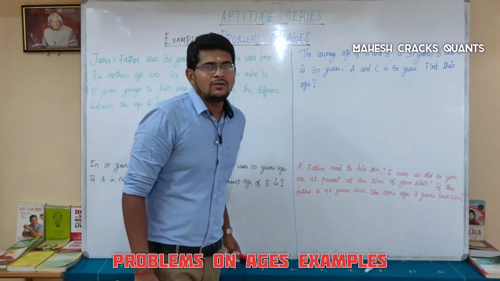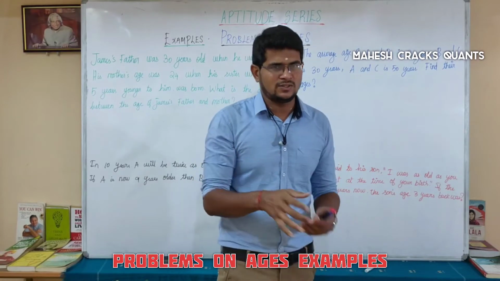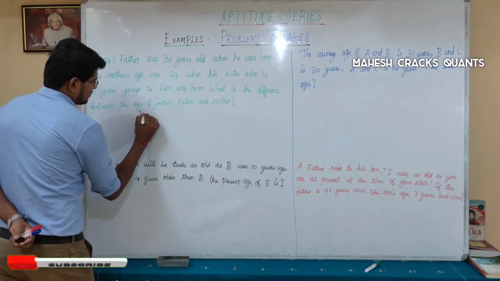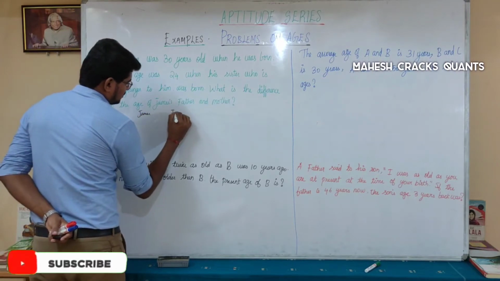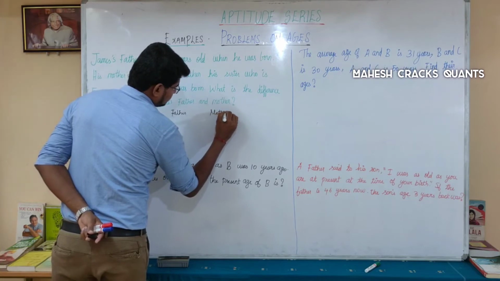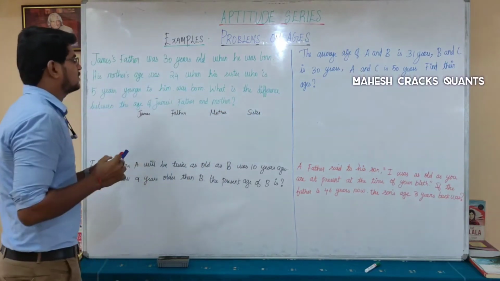Okay, we have 4 members here, James and his father, mother and his sister. We'll put it down like this. So James, his father, his mother and his sister. There are 4 members in this question.